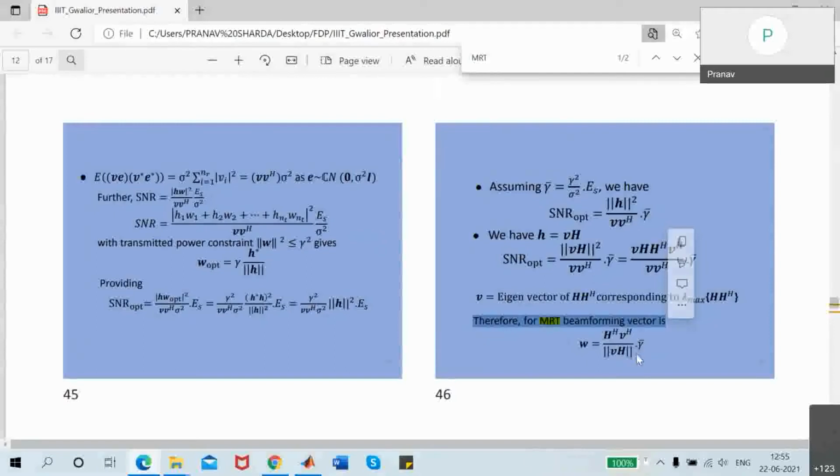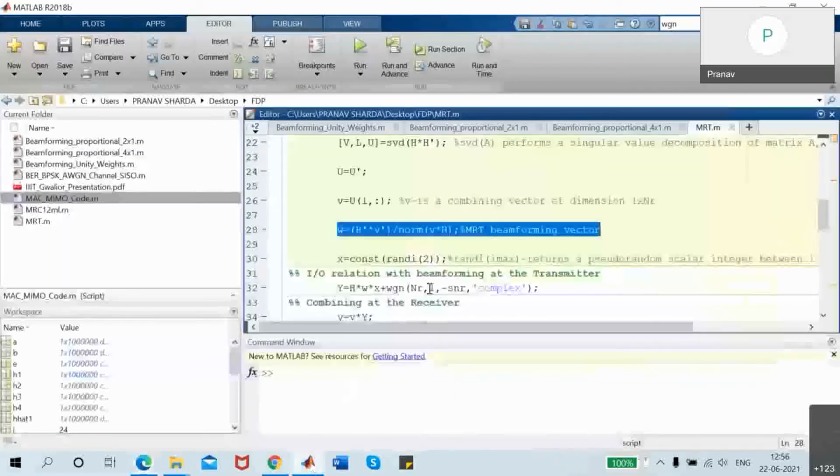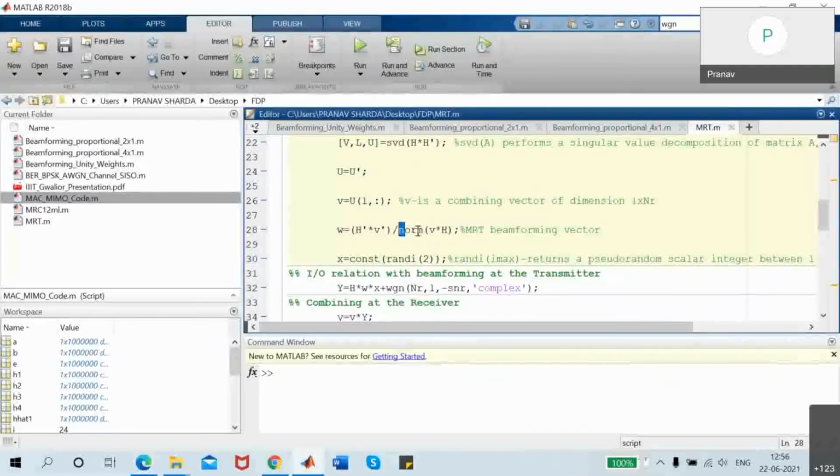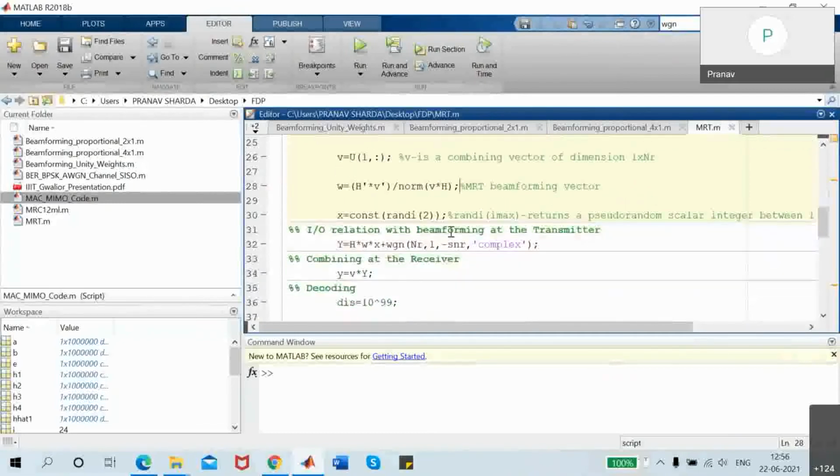Using certain commands like this, in the denominator we have norm of VH. This is how we write norm in MATLAB, NORM. This is the command to compute norm. W is given in the slides itself. So we have written this W, the MRT beamforming vector. And then comes the transmitted symbol X, which has to be there for the transmission purpose.